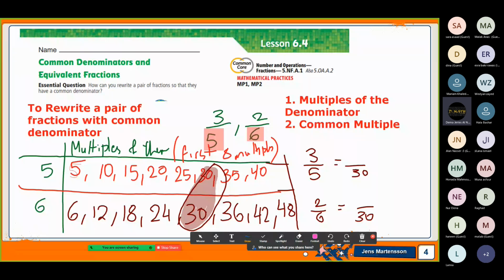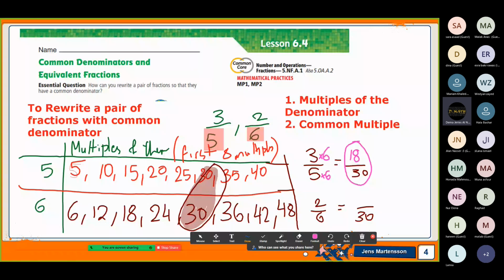So what do I have? I will ask myself, what is the number? If I multiply it by 5, I get 30. 6. Bravo. 6. And since I multiply the denominator by 6, I have to multiply the numerator by 6. So now the new equivalent fraction is 18 over 30.